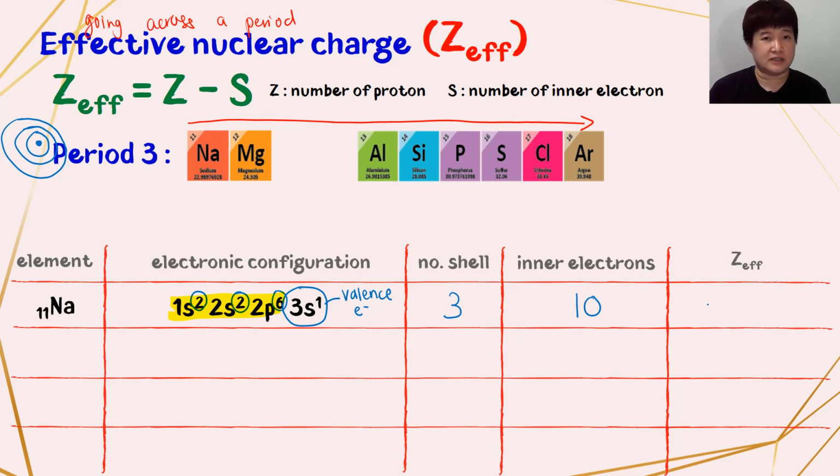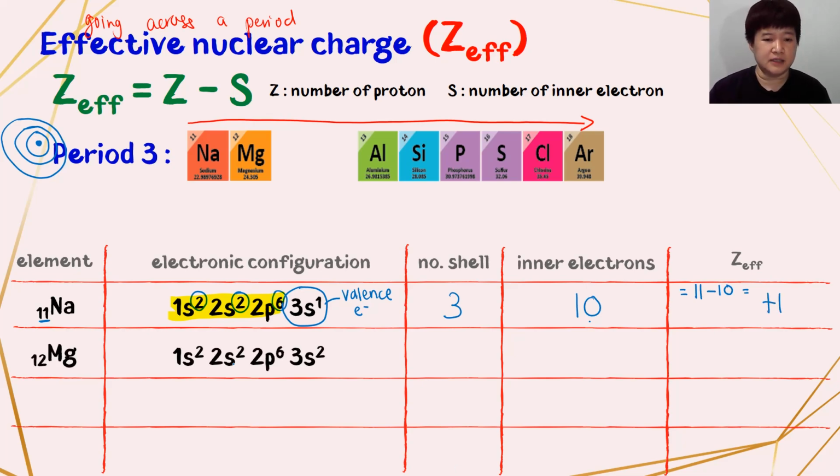How about your effective nuclear charge? Your effective nuclear charge will be the proton number minus the inner electrons. So the proton number over here is 11, so you have 11 minus your inner electron 10. So your effective nuclear charge for sodium will be positive 1.